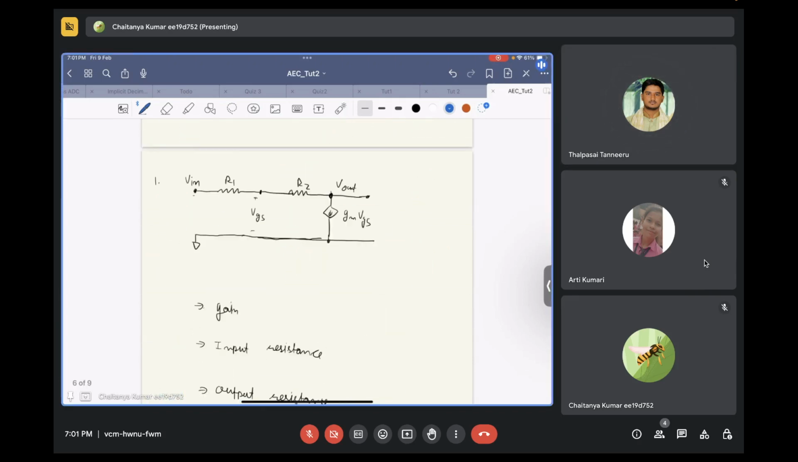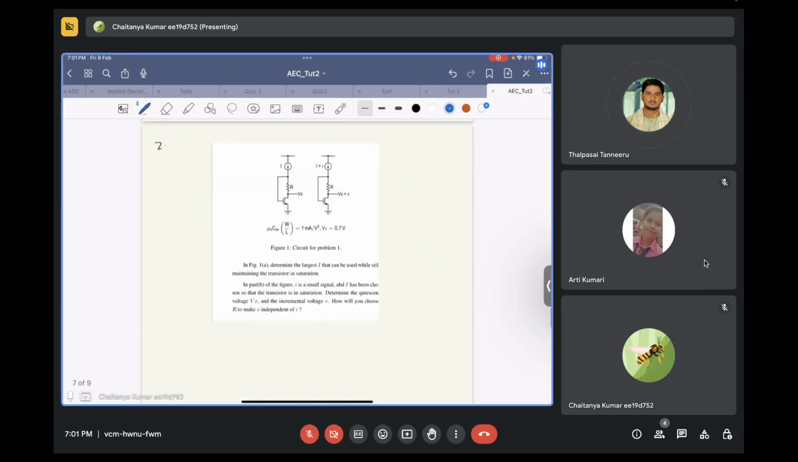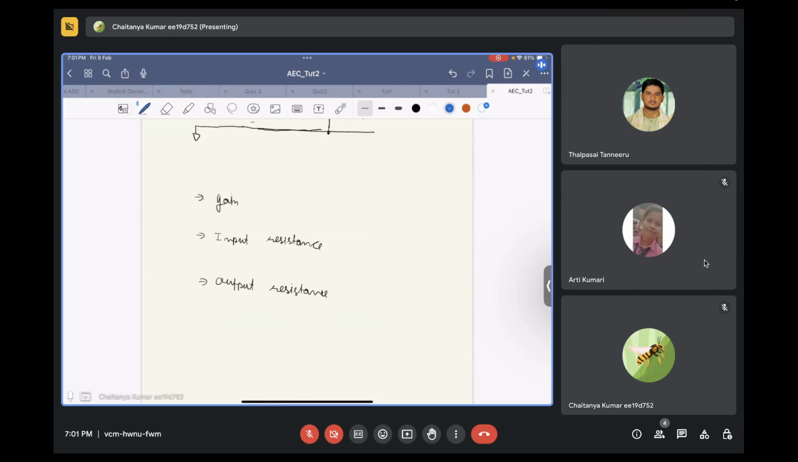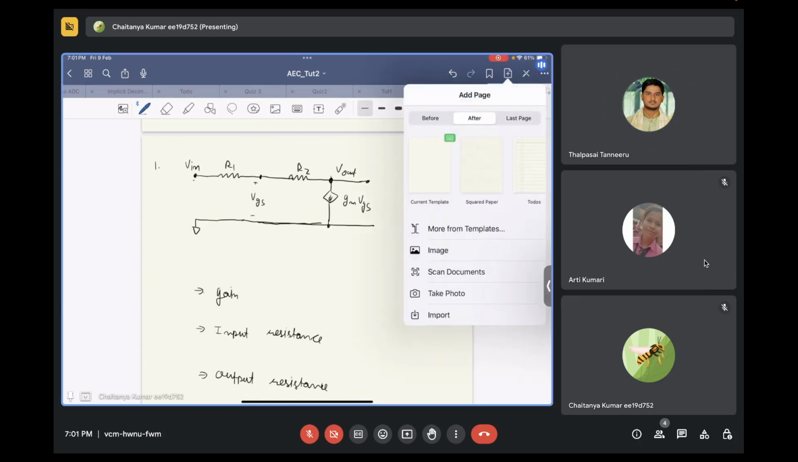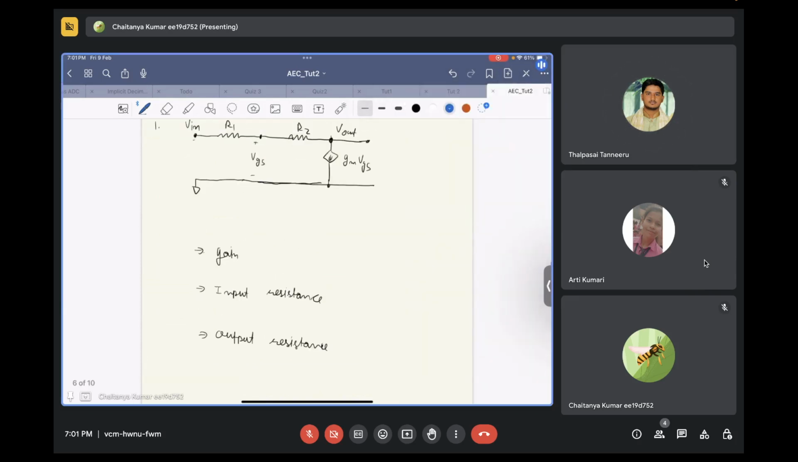Okay, so we will go through a few problems, at least one problem that I have taken from small signal analysis. And the concept that I will try to teach in this particular question will be a very important concept that will always help you throughout the course. Yes, sir. So let's go through this question.